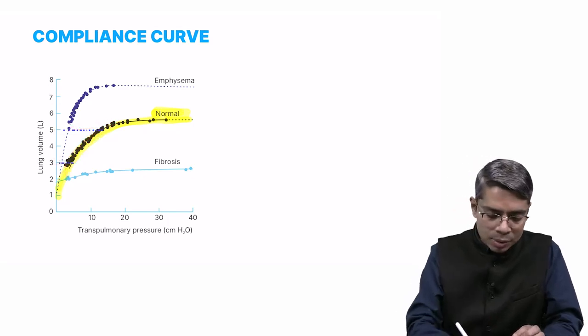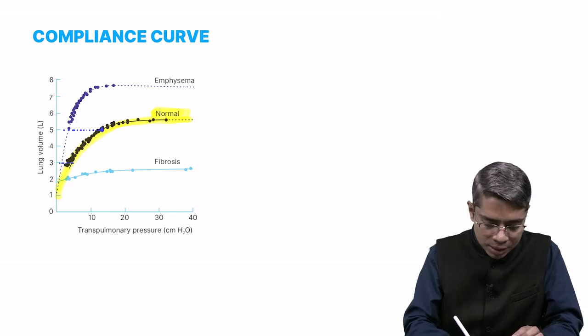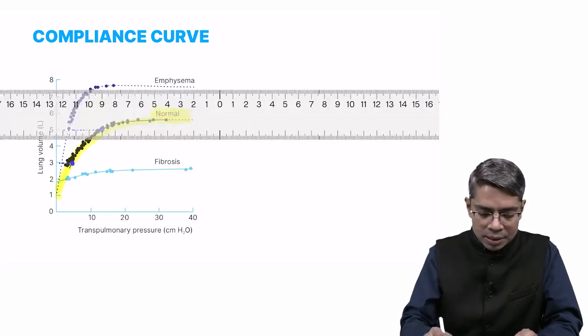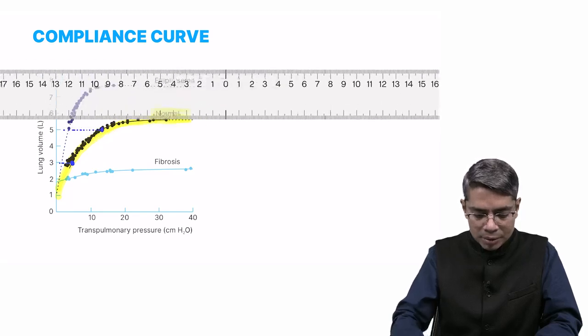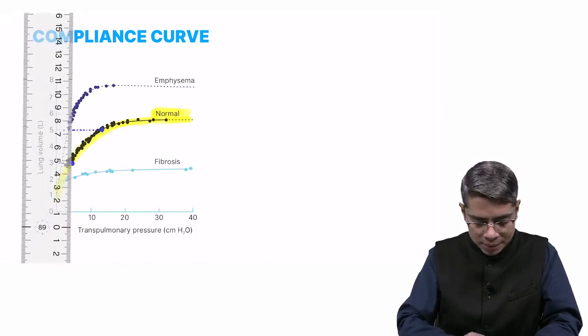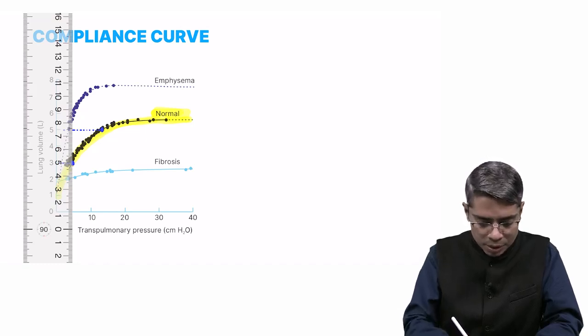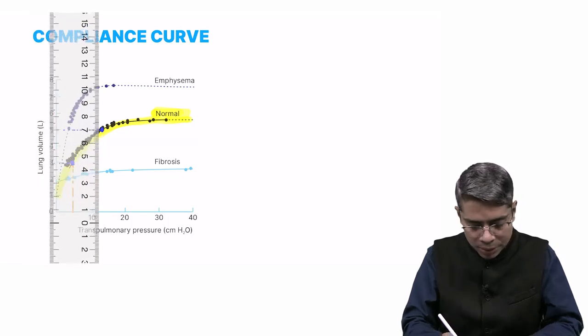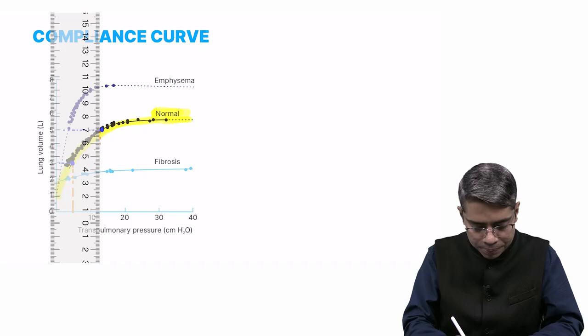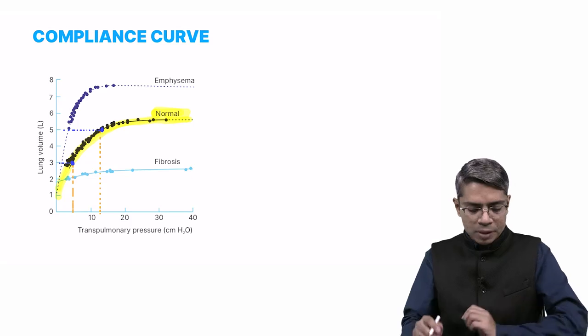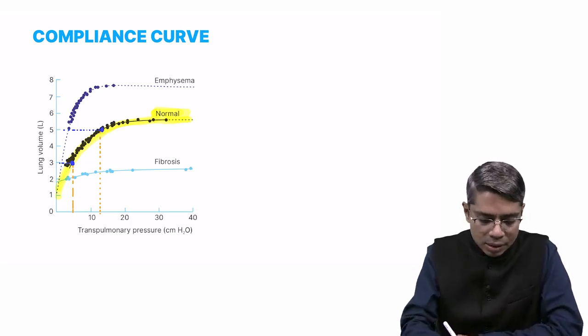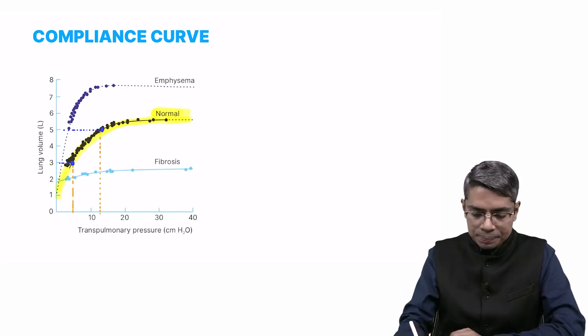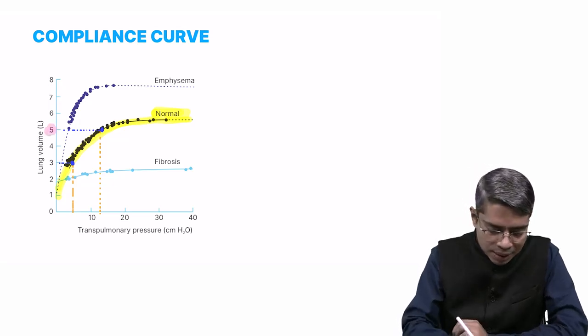Now this perpendicular is cutting this curve at a particular point. From there you have to drop another perpendicular onto the x-axis. So another perpendicular I am dropping onto this x-axis, from this point and from this point. Now it is done. So now I am looking at the level of the y-axis, 5 liter and 3 liter.